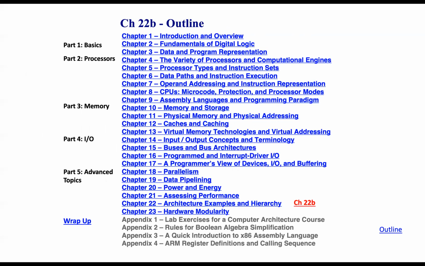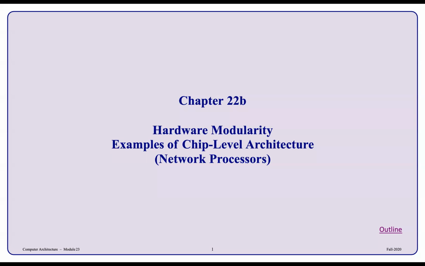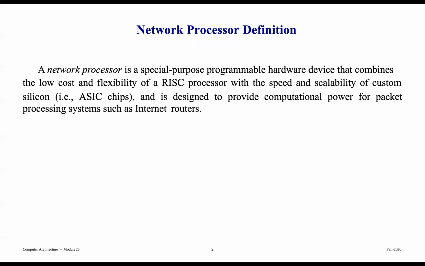Now we'll go into the second part, and here we're going to be focusing more on the hardware modality and examples of chip level processors, thinking about network processors. A network processor can be thought of as a special purpose programmable hardware device that combines the low cost and flexibility of a reduced instruction set computing processor and the speed and scalability of custom silicon. So that's what we're trying to look at here.